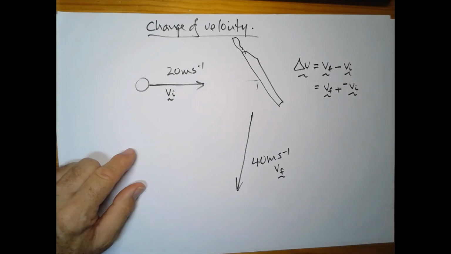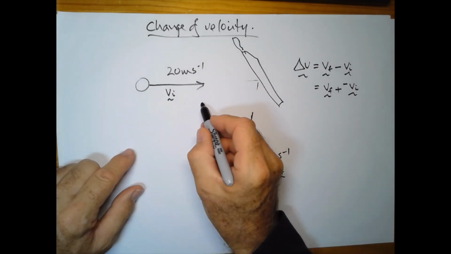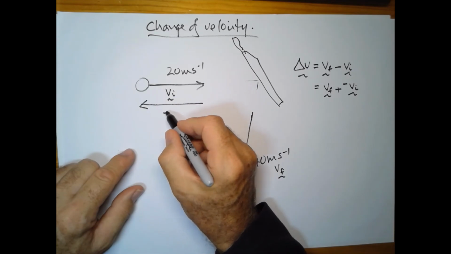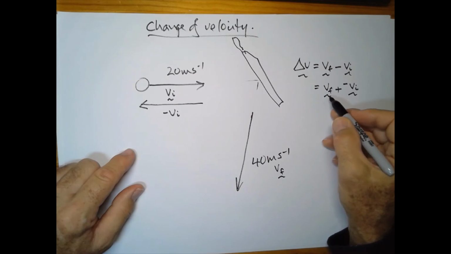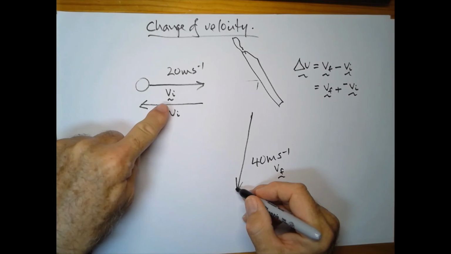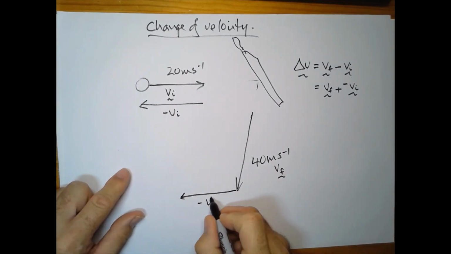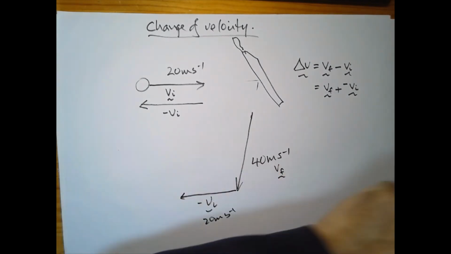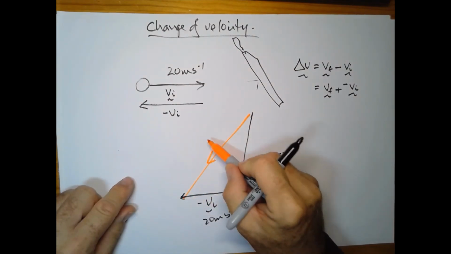So let's see what that looks like graphically. Here's our initial velocity. Negative of the initial velocity is the same length going in the opposite direction. How do we add vectors together? We add them head to tail. Let's add final velocity plus negative initial velocity, and we end up with this here representing the change in velocity.